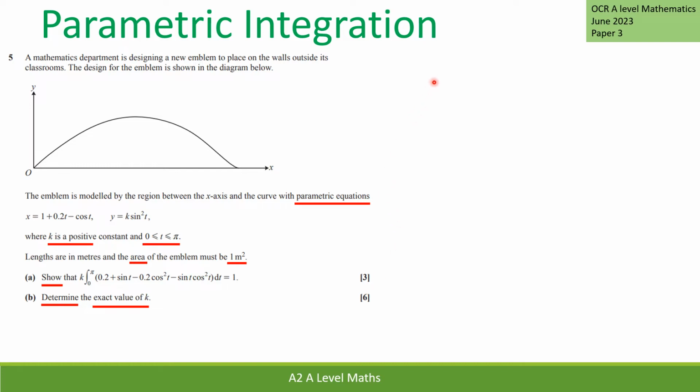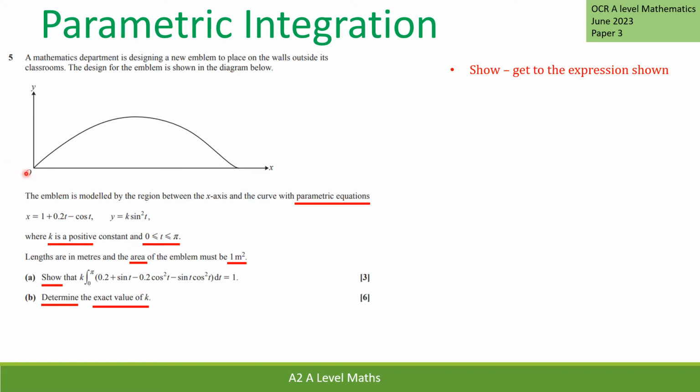Now the key facts you're going to need to be able to do this. First of all, you need to know what the word show means. So that means you need to work out how to find this expression, and work out how to get the answer. So you've got to use the fact that the area is 1.